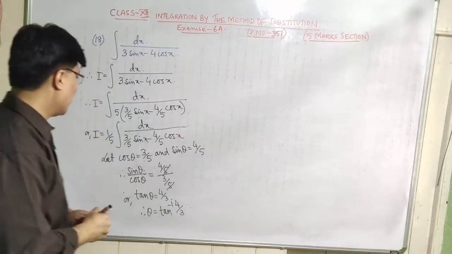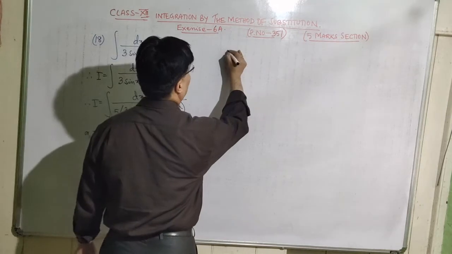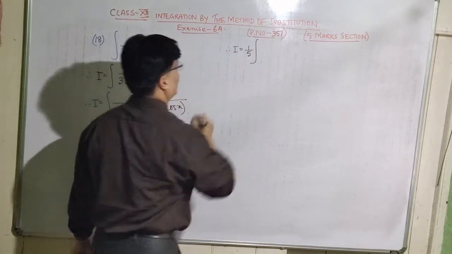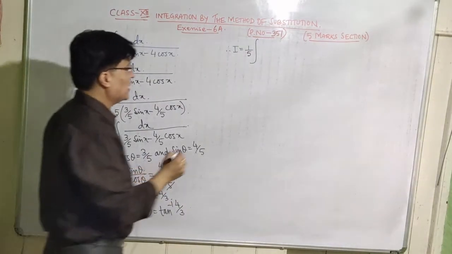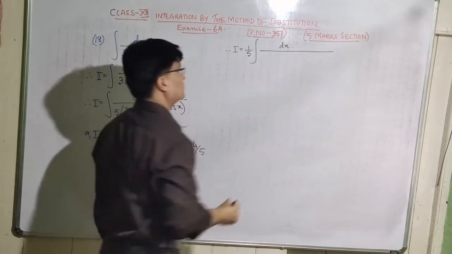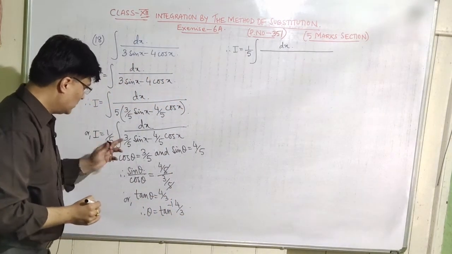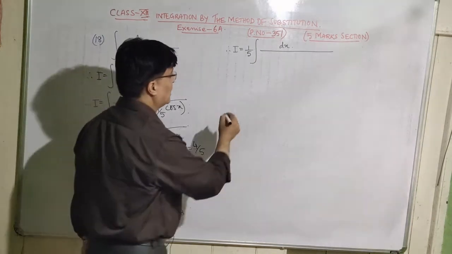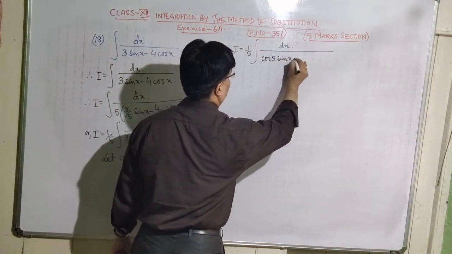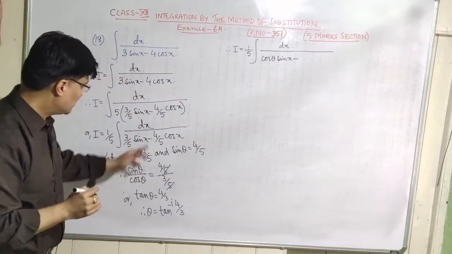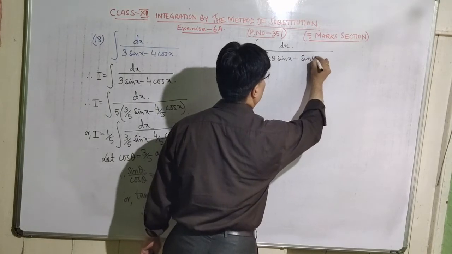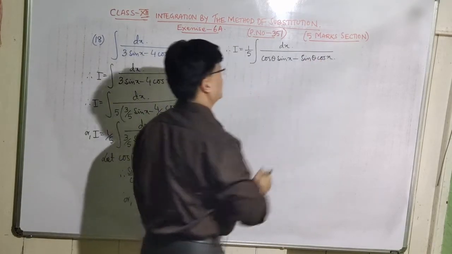So let us put these values in I now. Therefore, I is equal to 1 by 5 integration of dx divided by, what is 3 by 5? It is cos theta sin x minus, what is 4 by 5? Sin theta cos x. It is sin theta cos x.